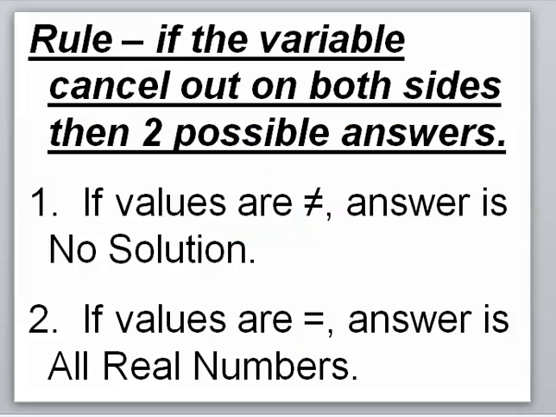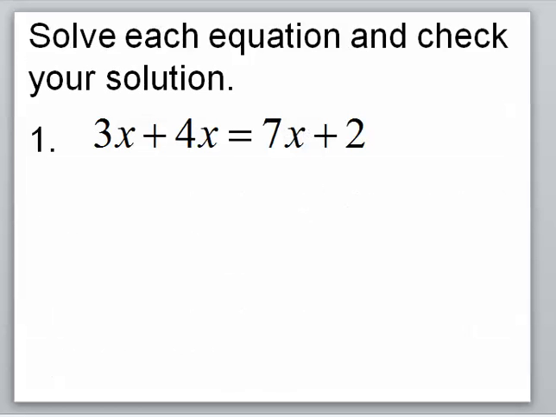There are a couple scenarios that can also happen when you have variables on both sides, and those would be where you would get a no solution answer or an all real solutions answer. So let's go ahead and look at how those take place.